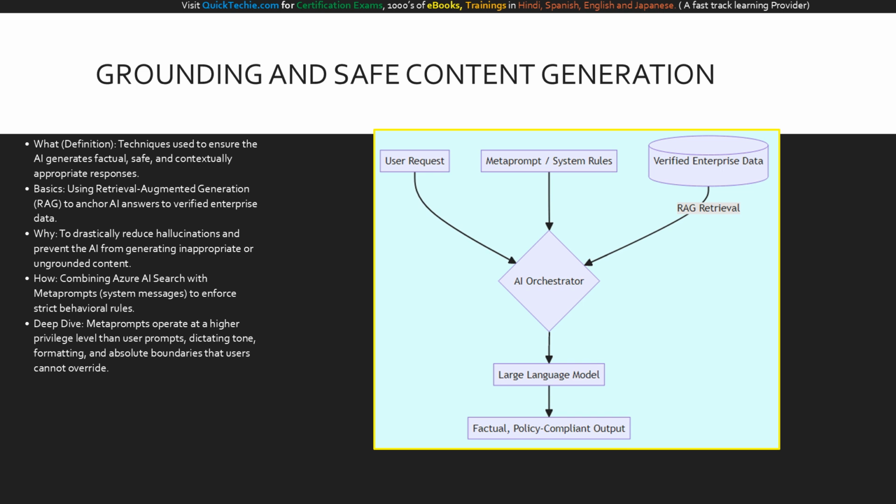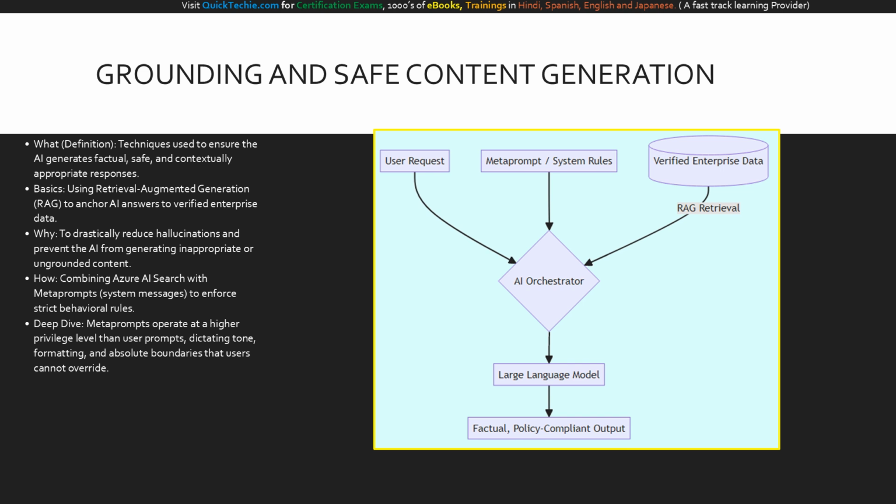This diagram illustrates the secure synthesis of information. The central processor is the AI orchestrator. Notice the three distinct inputs feeding into it. On the left, we have the standard user request. From the bottom, we have the RAG retrieval pulling verified enterprise data, ensuring factual grounding. But look at the top input, the metaprompt/system rules. This sits above the user request, injecting unalterable behavioral guardrails into the orchestrator.